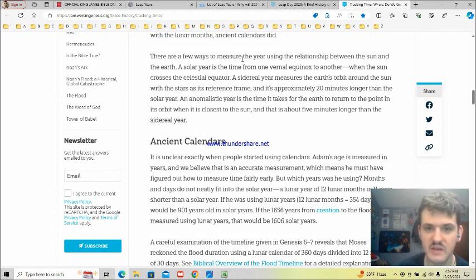There are a few ways to measure the year, based on the relationship between the sun and the earth. The solar year is the time from one vernal equinox to another, when the sun crosses the celestial equator. The sidereal year measures the earth's orbit around the sun, with the stars as reference, approximately 20 minutes longer than the solar year. The anomalistic year is the time for the earth to return to the point of its orbit closest to the sun, and is about 5 minutes longer than the sidereal year.